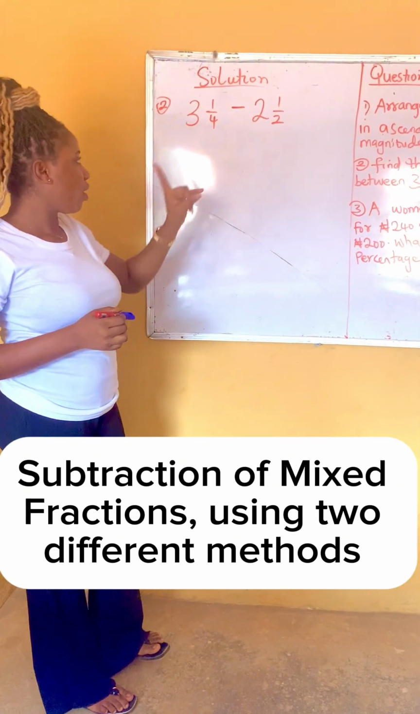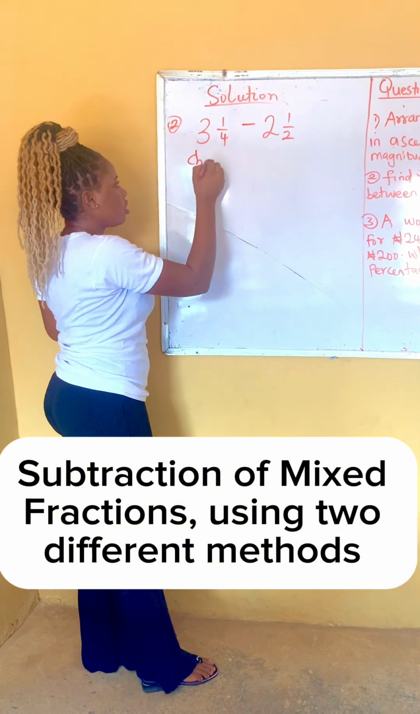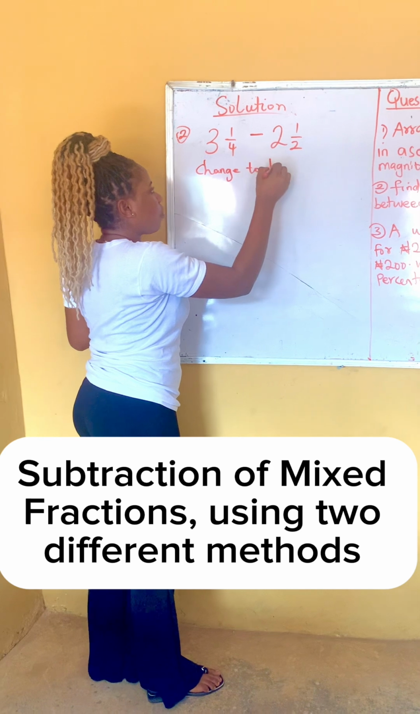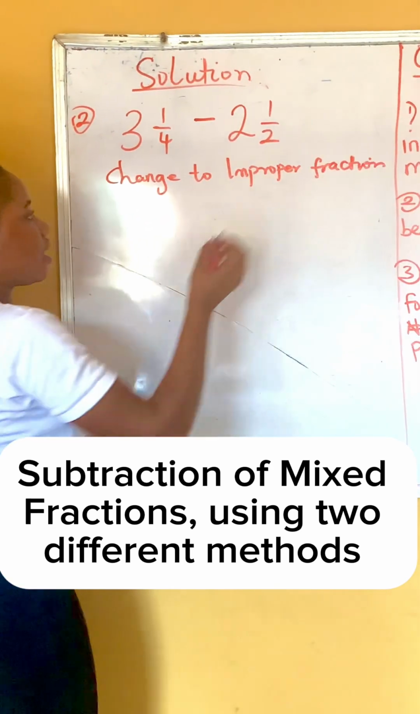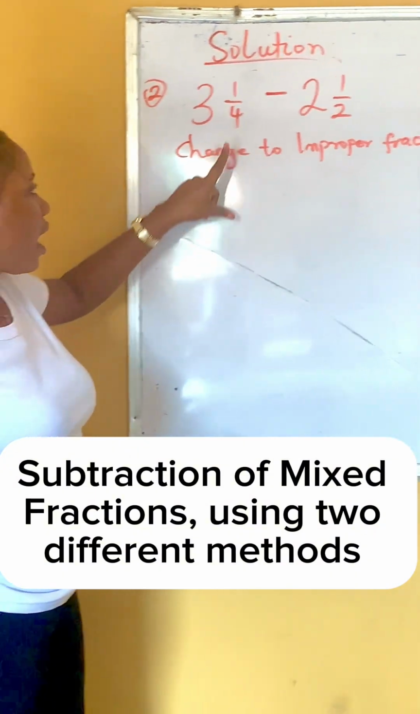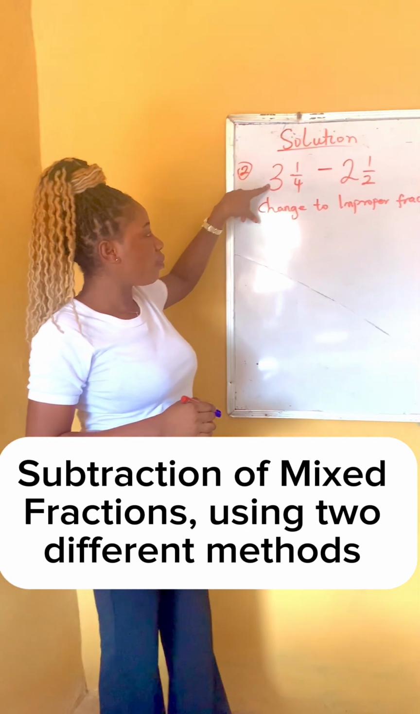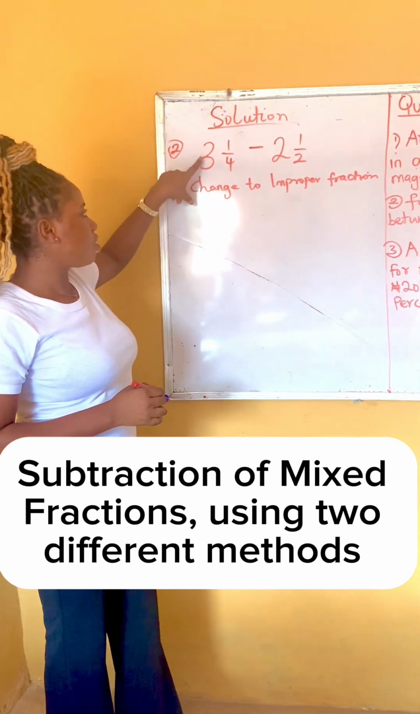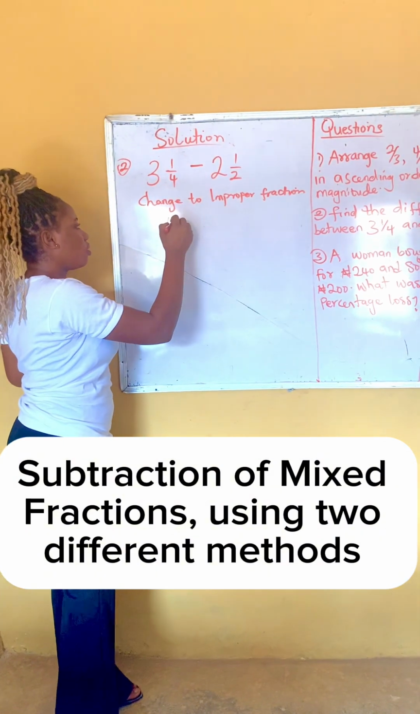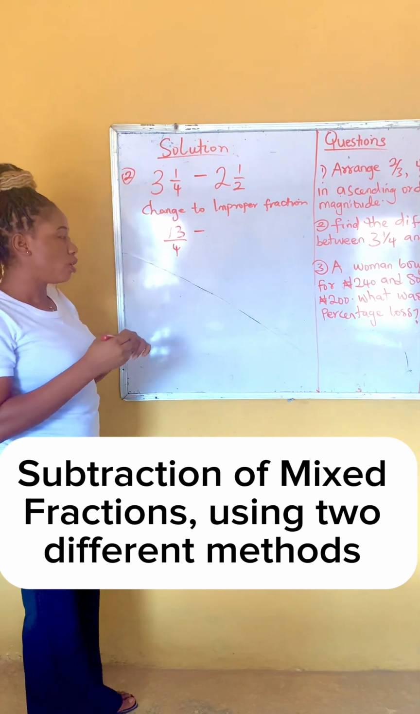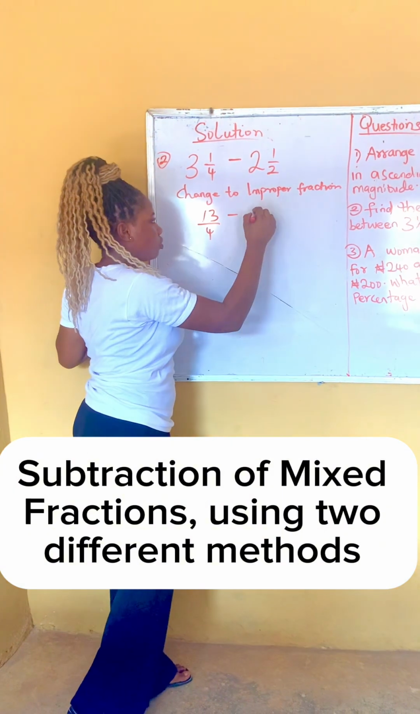Now, there are 2 ways by which we can solve this. The first way of solving this is by changing this to an improper fraction. So we can say change to improper fraction. We are changing the mixed fraction to improper fraction. We say 4 times 3 plus 1. 4 times 3 will give us 12, plus 1 is 13 all over 4, minus 2 times 2 is 4, plus 1 is 5 all over 2.